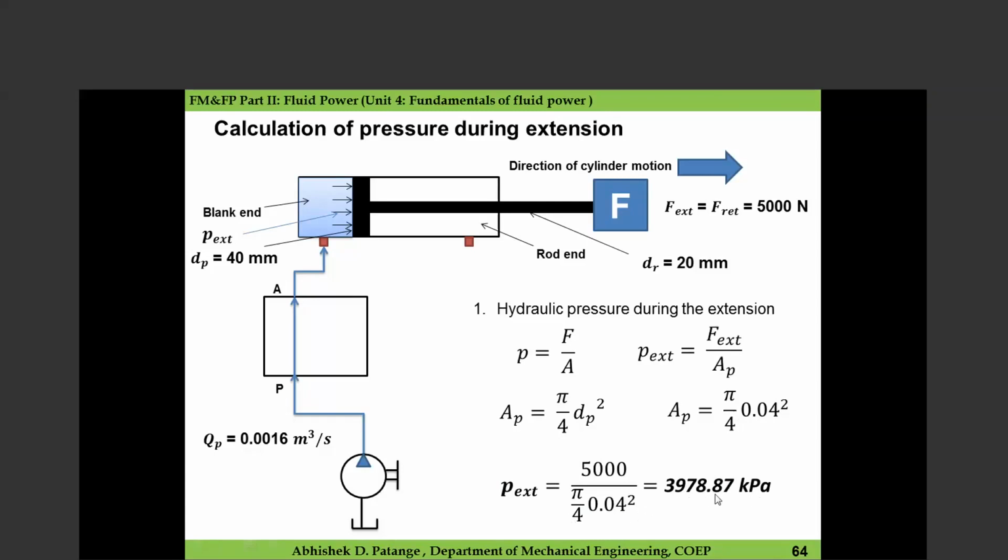3978.87 kilopascal. This is the pressure which is being generated during the extension stroke because of the load acting on this piston end or the blank end. So this is how pressure during the extension can be calculated. As I already said, the port which is connected to the rod end is connected to the tank through ports B and T. So there is no pressure generated at this portion. Hence, it is considered to be the atmospheric pressure, or the zero pressure.